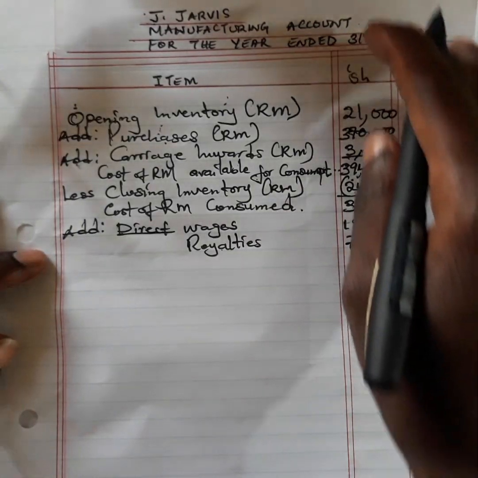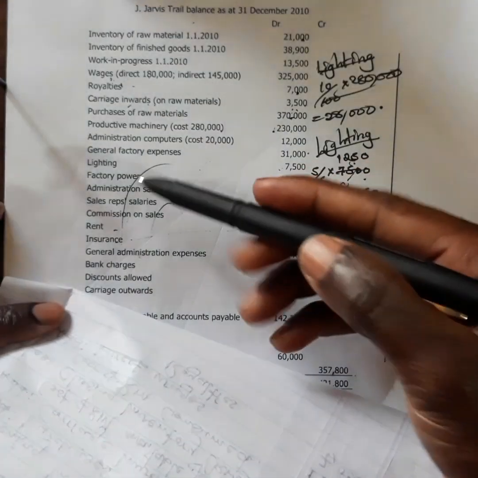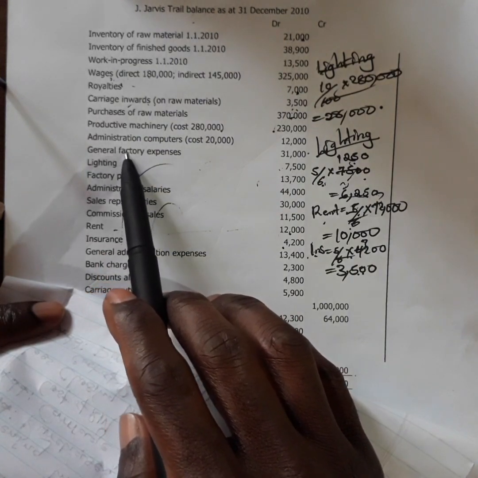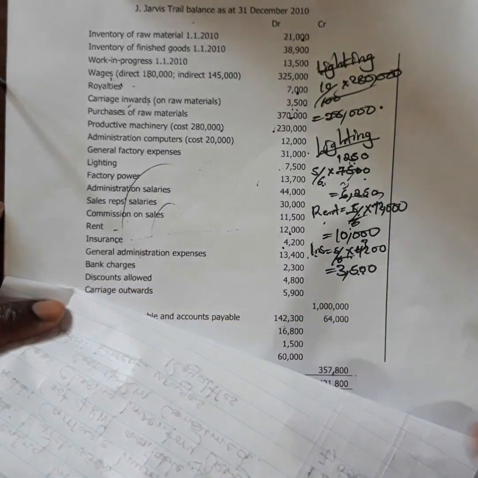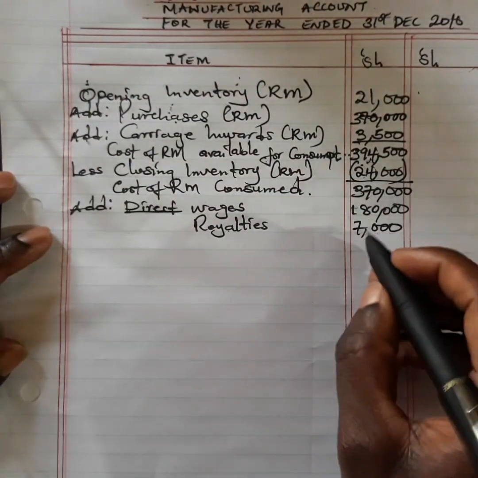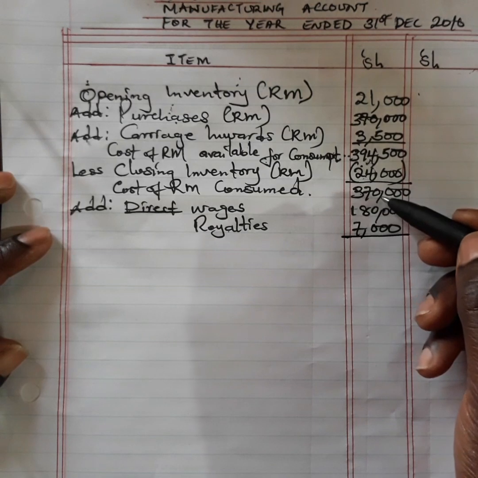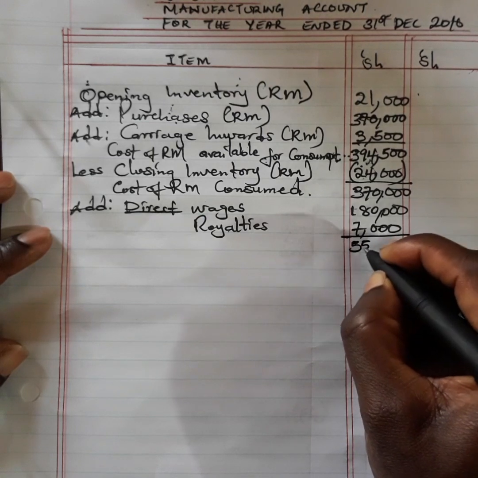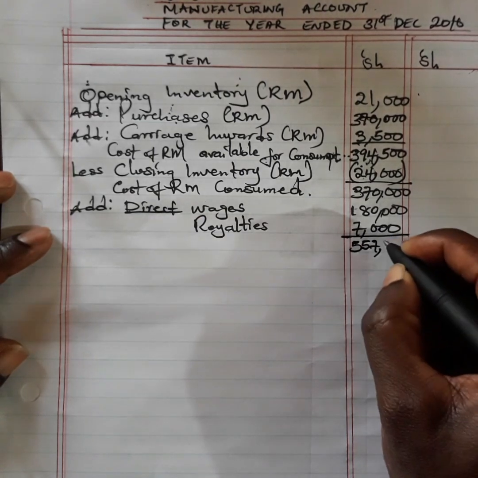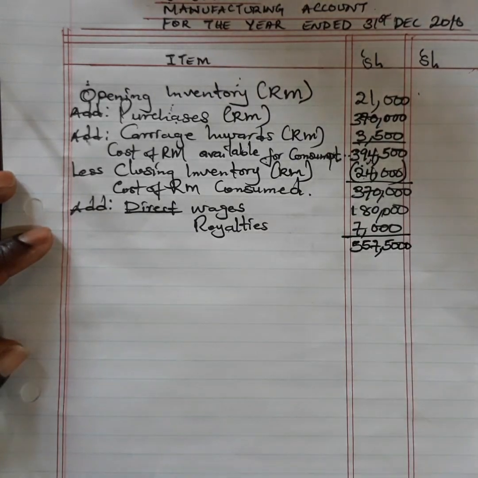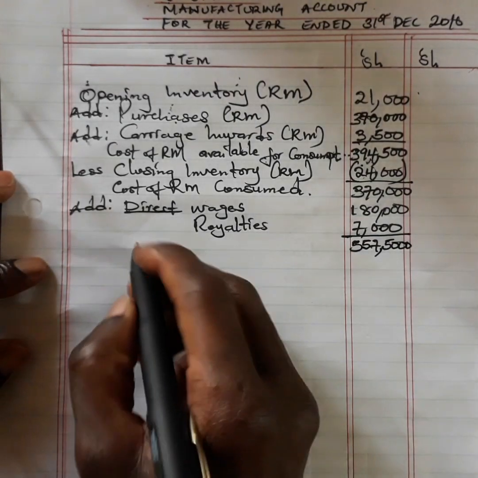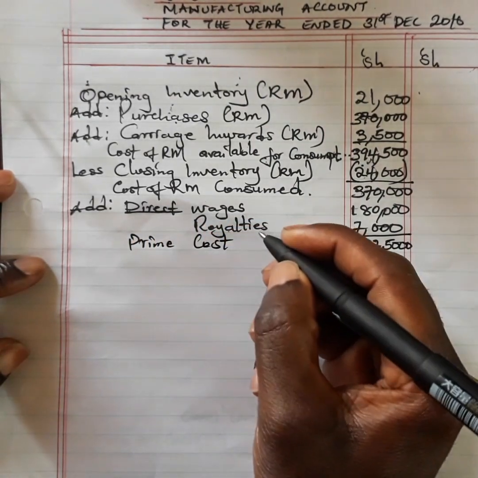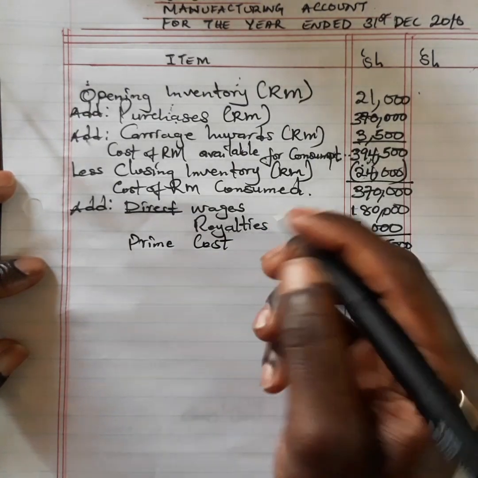Then because we don't have any direct expense from this, because after that we have general expenses which are indirect, we are going to arrive at what is known as the prime cost. Now when we add these three, we are supposed to get 557,500,000. Please confirm with me. Now this is the value of the prime cost. We have now added the direct material, direct labor, and direct expenses.